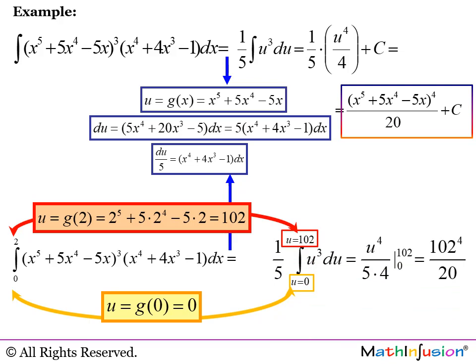So here is my new integral. We have 1 over 5 as before, because of the du over 5. Then we have u to the power of 3 as before. We have du as before, but the limits of integration now are between 0 and 102. So we can just evaluate that.